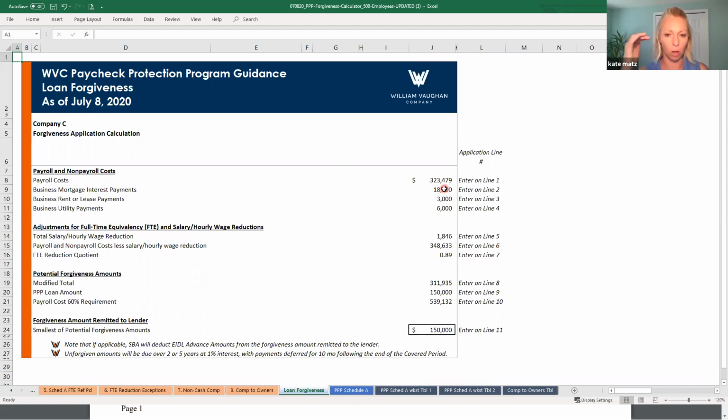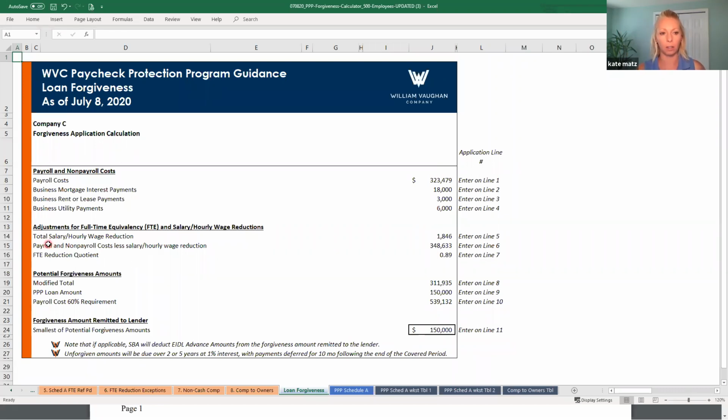Let's walk through these a little bit, and again, we'll dive into a little bit more of the details. This is that real high level summary, but we've got $323,000 of payroll cost, and this would be the sum of employees over 100,000, under 100,000, and their non-cash compensation and owners. So this is that all-in payroll number. Below, we've got our non-payroll costs, that mortgage, interest, rent, and utilities that we're able to count. So this is the sum total here of all of the dollars that we were eligible to claim forgiveness on. This is the total amount that we spent during that 24-week period.